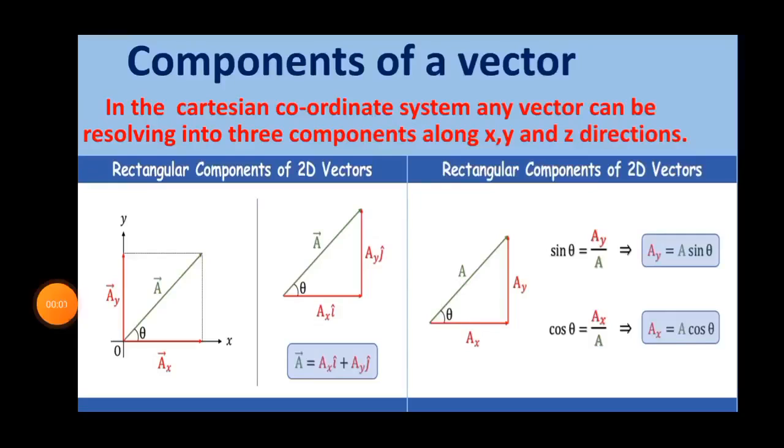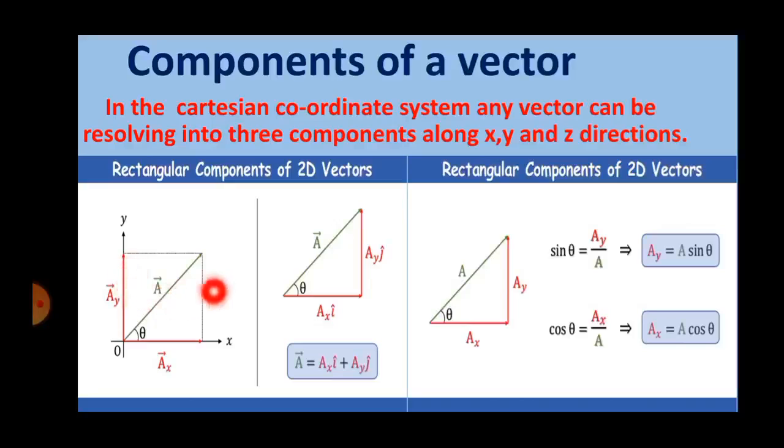Discuss about components of a vector. In the Cartesian coordinate system, any vector can be resolved into three components: x component, y component and z component. First of all, we discuss two-dimensional component vectors, the rectangular components of two-dimensional vectors. Now see, we can take out two components: x component and y component.